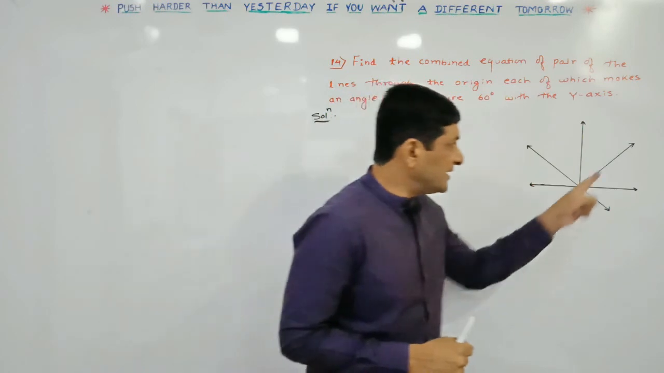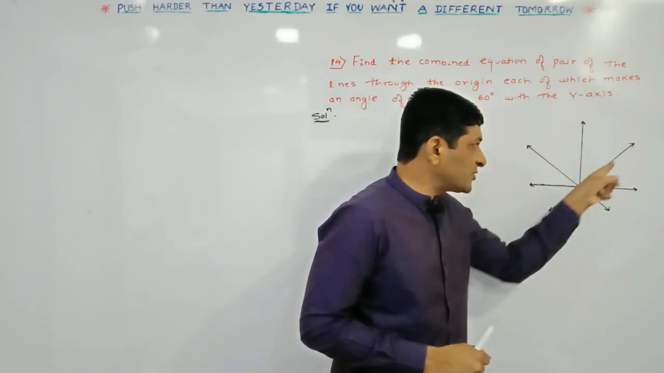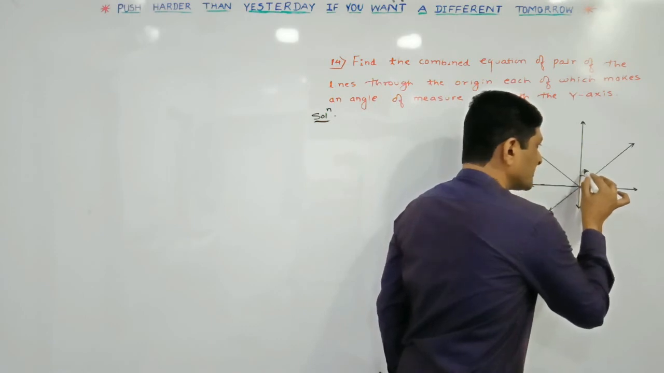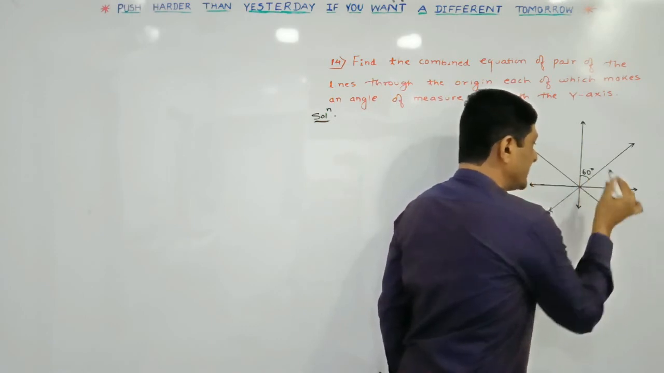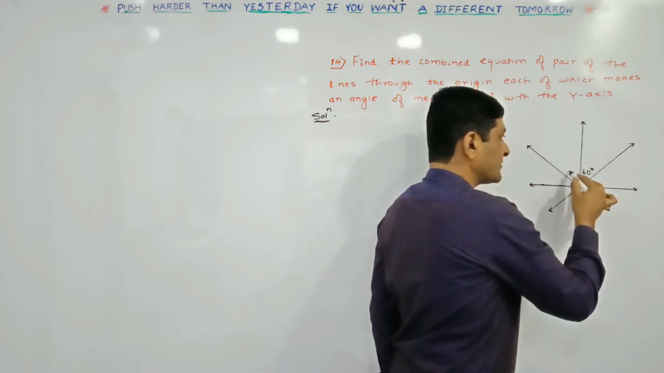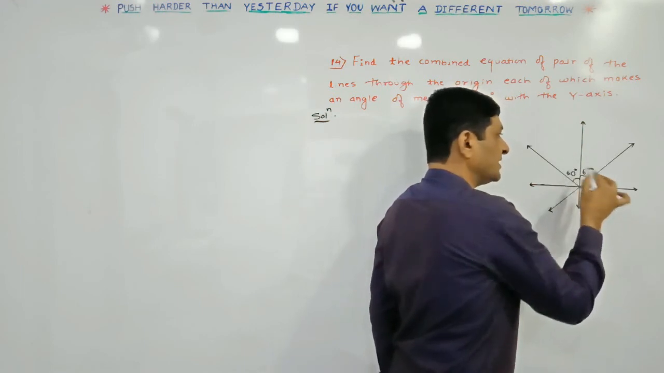So here, let this be the first line which passes through the origin and makes an angle of 60 degrees with the Y-axis. And let this be the second line which passes through the origin and makes 60 degrees with the Y-axis.